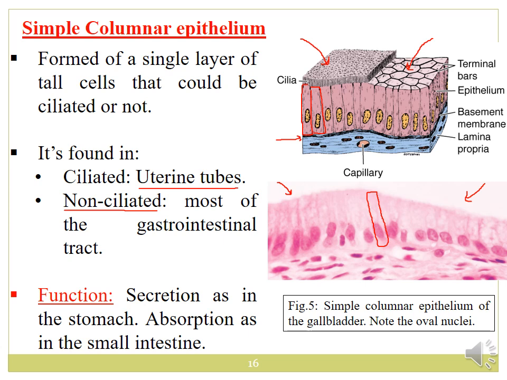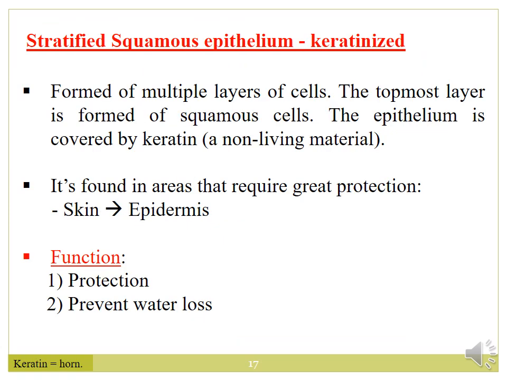The stratified epithelium. We must remember that stratified epithelium is an epithelium formed of 2 or more layers. So we start with the stratified squamous epithelium. And we start with the keratinized type. So stratified squamous keratinized epithelium.